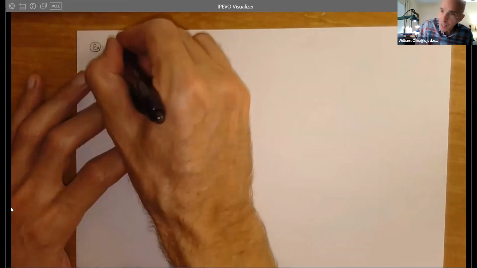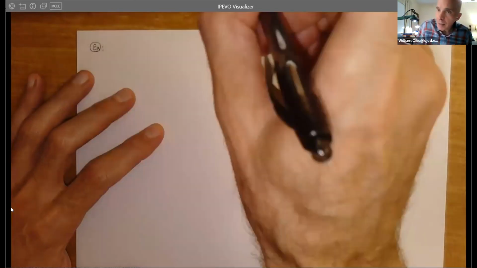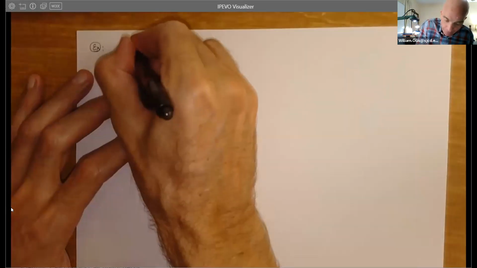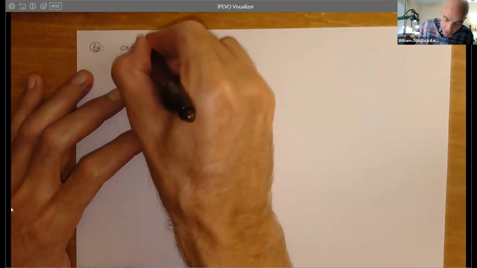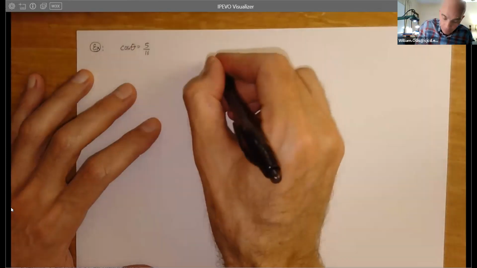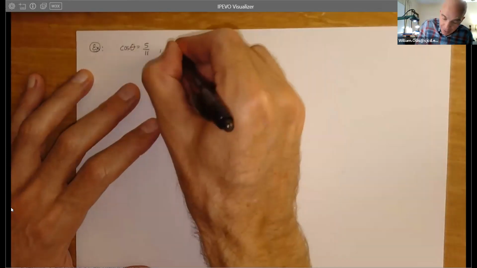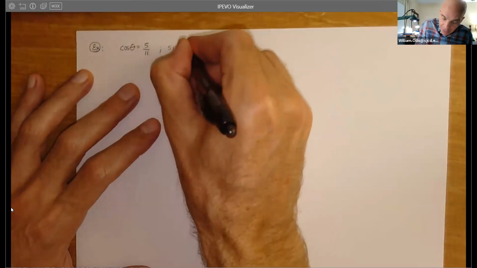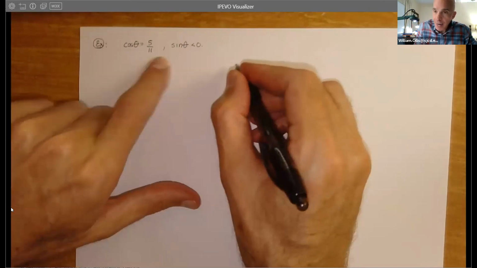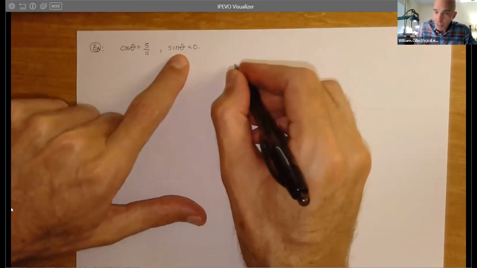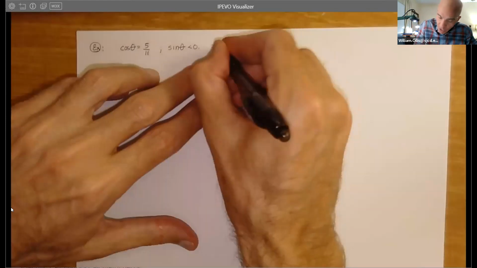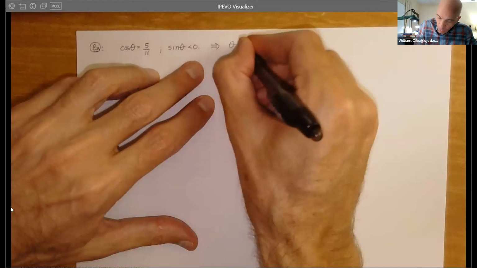So here's an example that's just like we had in chapter 5. So we have cosine theta equals 5 over 11. And so you're thinking Pythagorean identities are basically the Pythagorean theorem. We're given that sine of theta is less than 0. Okay, so let's look at this. Cosine is positive, sine is negative. That is, x is positive, y is negative. So that puts us in the fourth quadrant. So that's obvious. So theta is in the fourth quadrant.